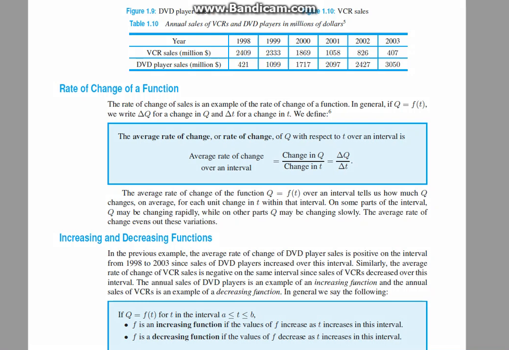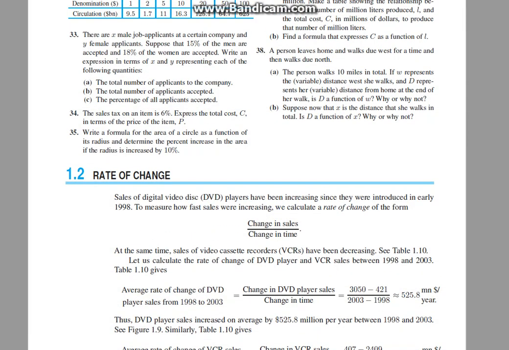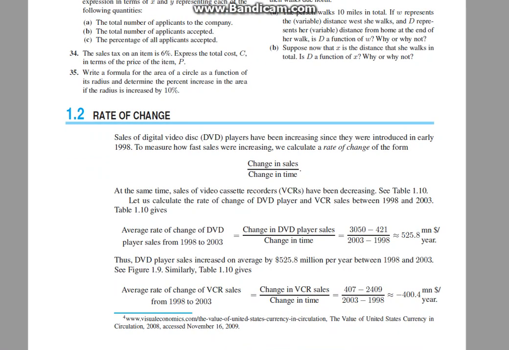Basically, the average rate of change, or we just call it the rate of change, of q with respect to t over an interval would be change in q over change in t, which we just put as delta q over delta t. So let's say we have something here. The change in time where the change in sales is made, that would be the rate of change. So over the time you sell the CDs or the DVDs, you're going to put the change in sales. So that would be your rate of change.